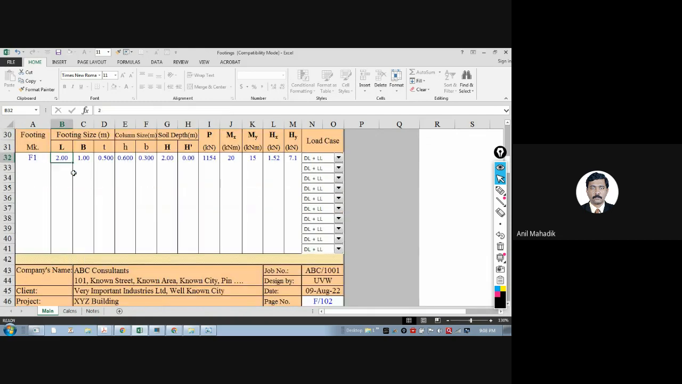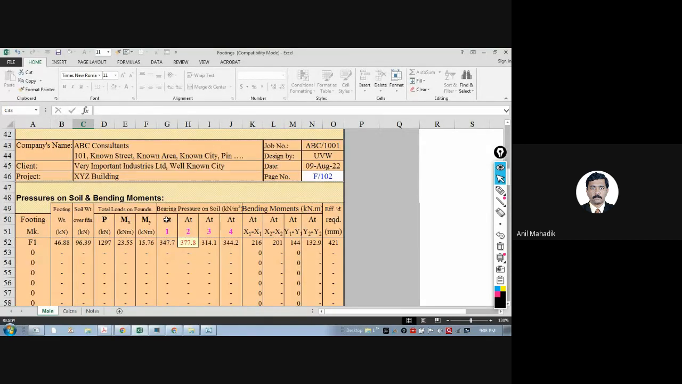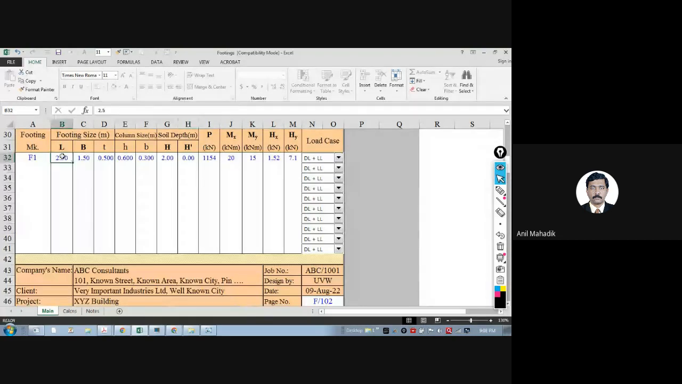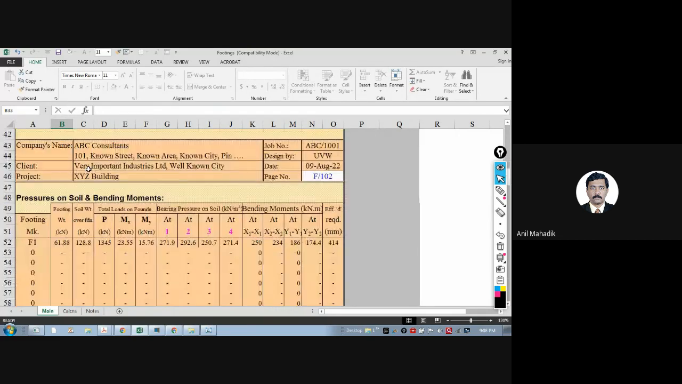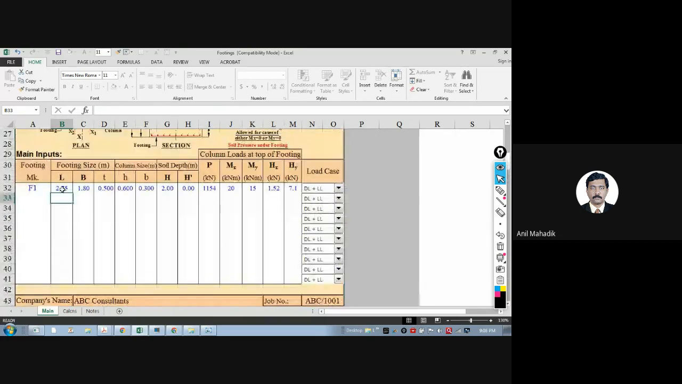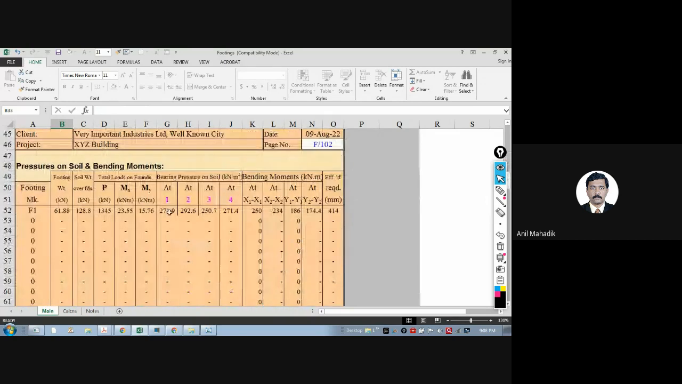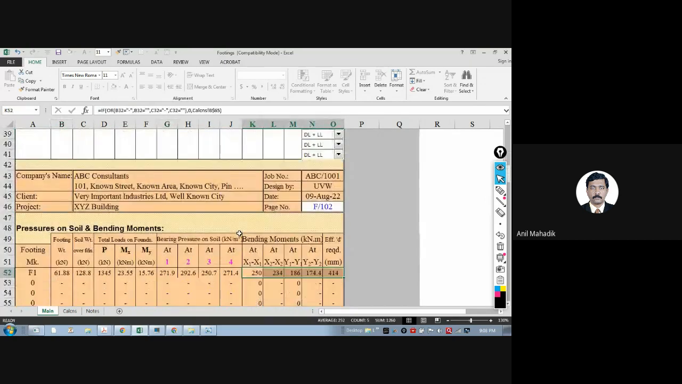So what to do? Increase the size of footing. Go ahead. Still it is not satisfied. Again go, increase a little. Let's say we make it 1.8. Okay, yes, now it is okay. SBC is satisfied. First case, we are getting moment. Go ahead.